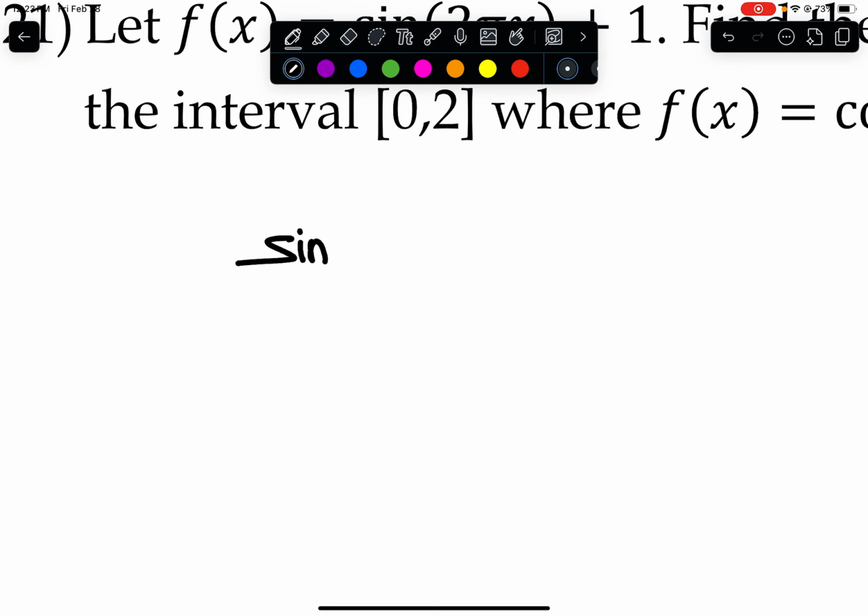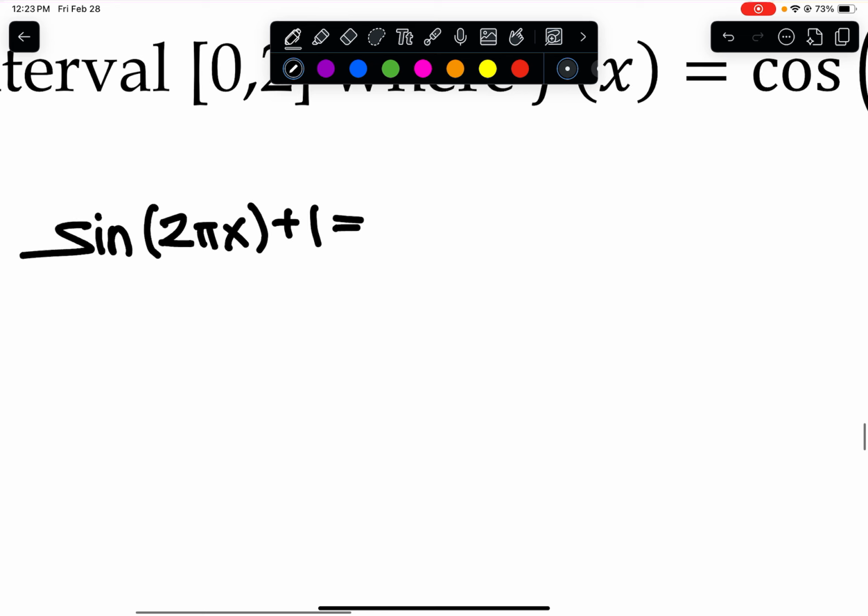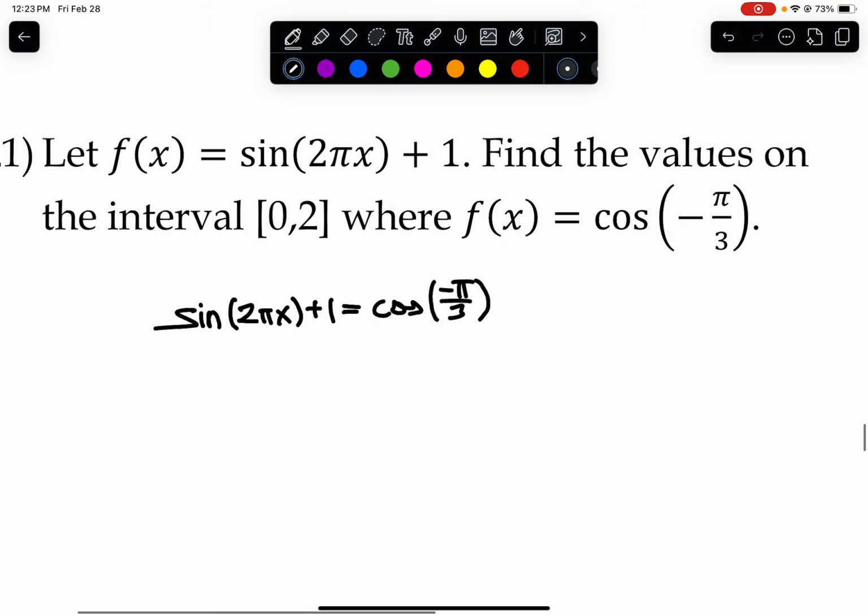So sine of 2 pi x plus 1, and we're going to set that equal to inverse cosine of, well, that would be fun. So cosine of negative pi over 3.